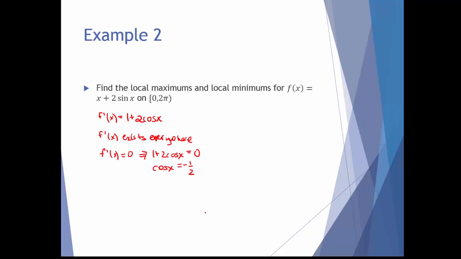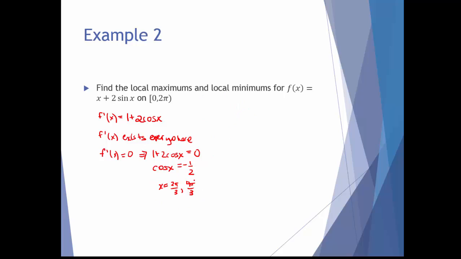Now this is where your unit circle becomes extremely important. And please keep in mind that when you work with assessments in this class, you do not have a unit circle cheat sheet. Okay? You have to know the cosine of what angle gives you -1/2. And in this interval, that's going to be two of them. We're going to look at 2 pi over 3, and we're going to look at 4 pi over 3. So those are my critical numbers for my function.